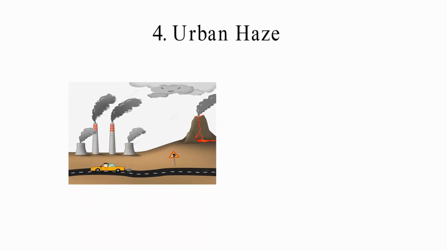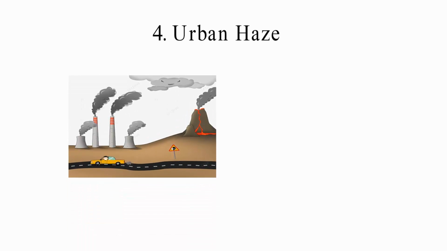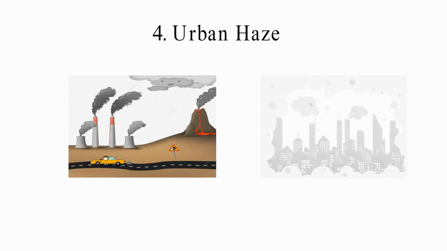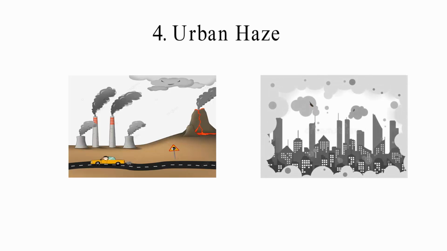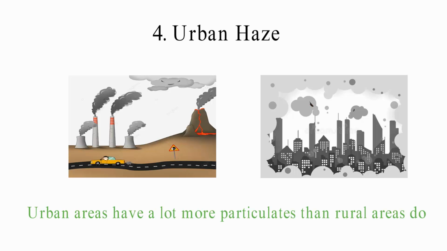4. Urban haze. All over the world, there is a lot of air pollution, and it often looks like haze. This happens when smoke and other air particles mix together in the lower atmosphere. These compounds can cover cities, stopping heat from going into space. Urban areas have a lot more particulates than rural areas do.